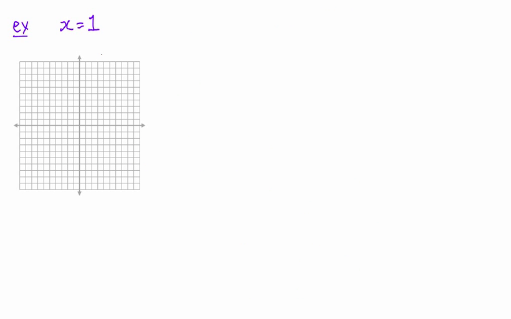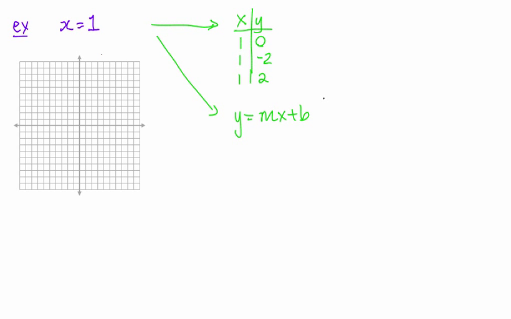Okay, so in this case, I've got x is equal to 1. So if I use my first method and I make a table of values, I know x is always 1 no matter what y is. So I could try and plot those points. That would be the table of values way. A second option is to try to make it into y equals mx plus b. Unfortunately, x equals 1 doesn't have a y in it, so it can't be made into y equals mx plus b. So we've got something strange happening here.